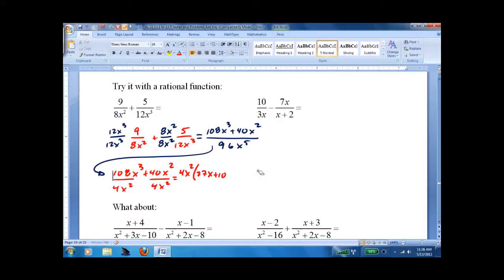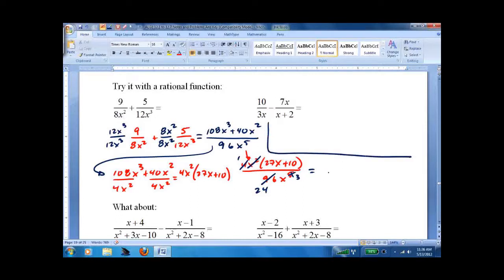We can rewrite the top now as 4x squared times 27x plus 10 over 96 x to the fifth. And as we've done this before, you can reduce 4 into 24, 4 goes into 24 six times, the x squared's gone, and this becomes 3. Our final answer all the way over here, 27x plus 10 all over 24 x to the third. X cannot equal 0.